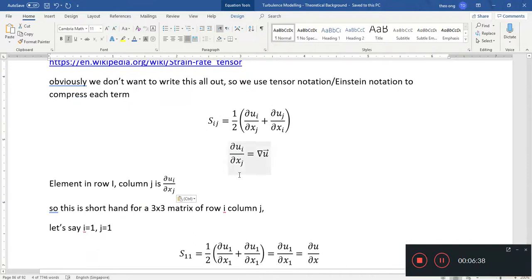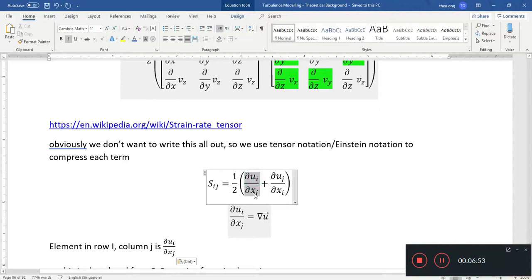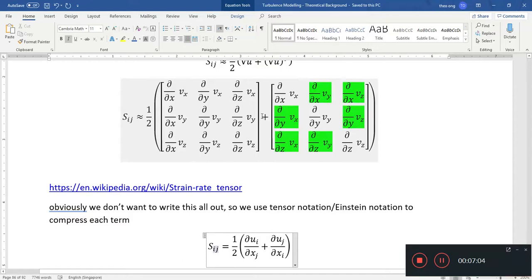If you're talking about this rate of strain tensor, same idea. You have two parts, this element and this element. So let's say Sij with i equals 1, j equals 3. That is row 1, column 3 again. So row 1 is here.